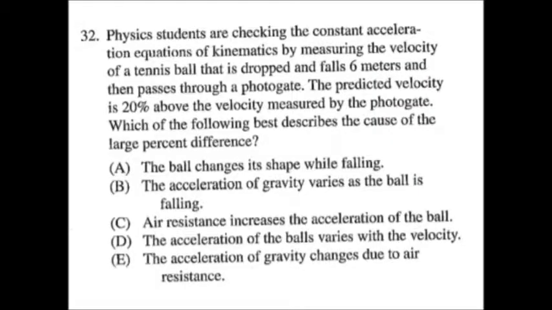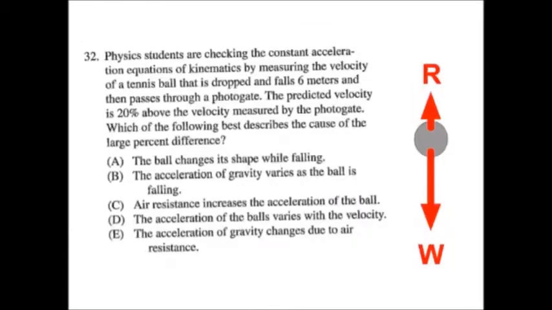Physics students checking constant acceleration equations. They drop a tennis ball 6 meters. The predicted velocity is 20% above the velocity measured by the photo gate. So why is that? We have air resistance. When you first drop the tennis ball, there's a little bit of air resistance acting opposite the direction of the velocity. As the tennis ball goes faster, air resistance increases. It is related to velocity.